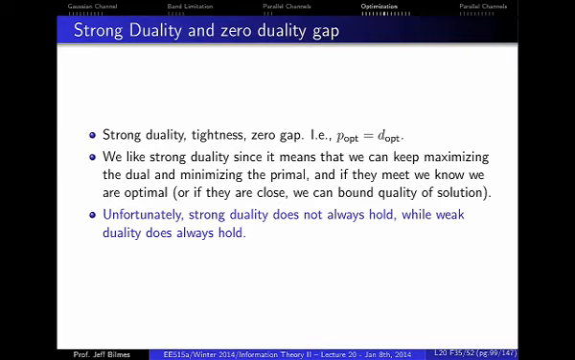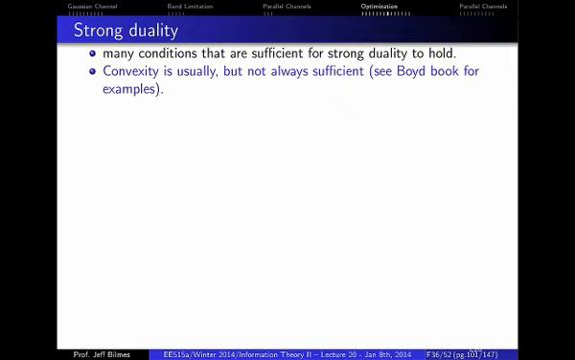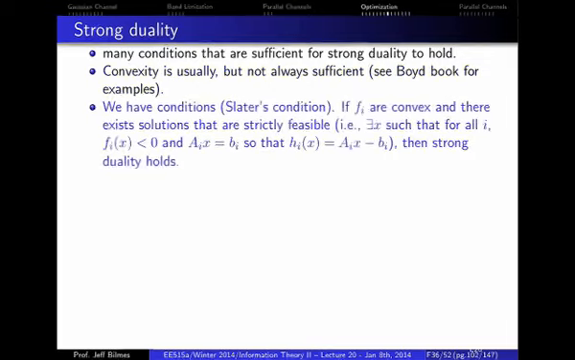There are a lot of conditions discussed in Boyd's book, and there are lots of other books, you can go back to Rockafellar's book or a number of other books, which identify conditions, sometimes in the convex case and sometimes in the non-convex case, where strong duality holds. Convexity is almost always sufficient. One of the reasons why convex optimization is good is because it's rare for strong duality not to hold.